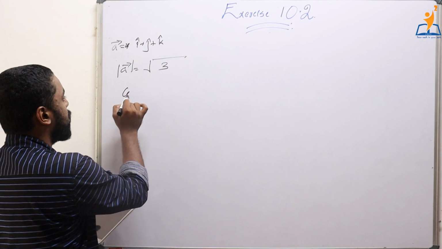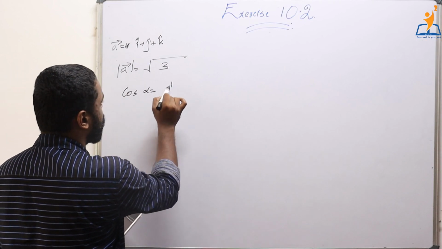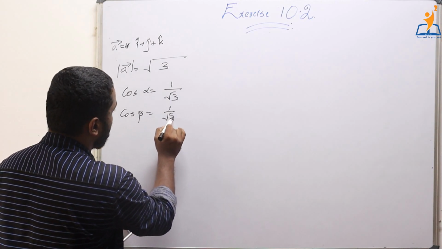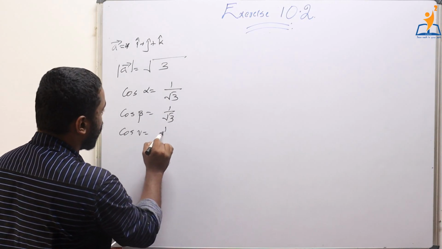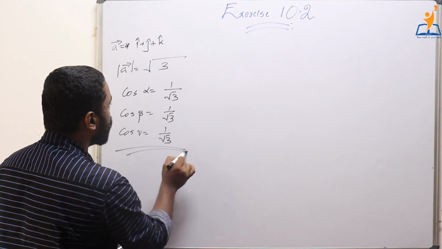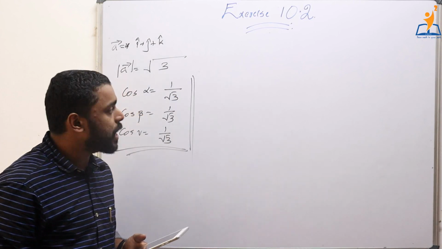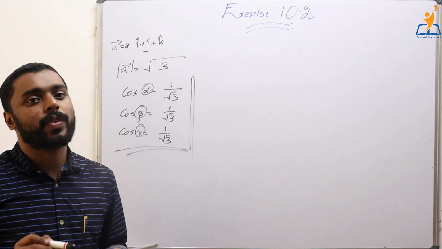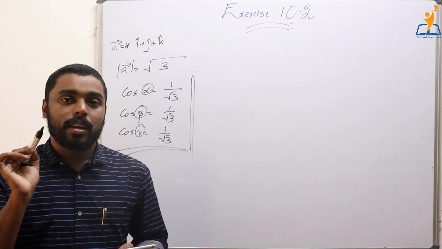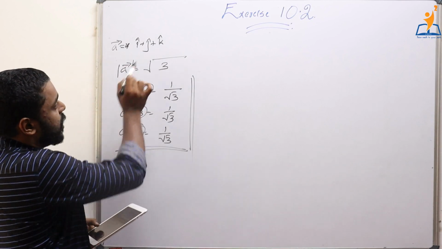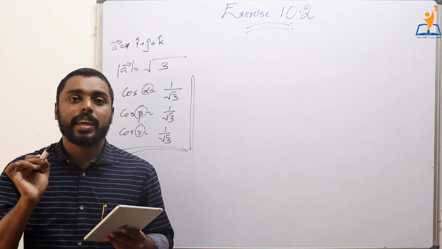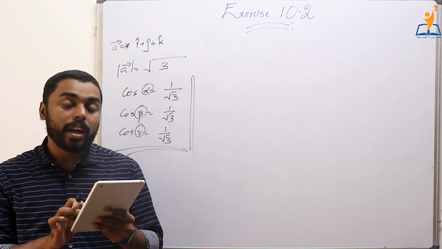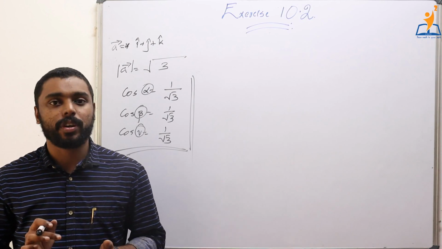So it is very clear that cos alpha is equal to 1 by root 3, cos beta is equal to 1 by root 3, and cos gamma is equal to 1 by root 3. See, the direction cosines are equal, which means that the corresponding angles have equal values, and hence we can say that this vector is equally inclined to the x-axis, y-axis and z-axis. So we shall move to the next question, question number 15 of your textbook.